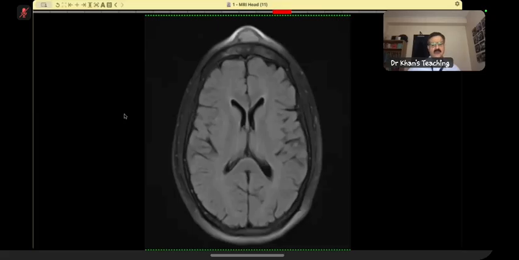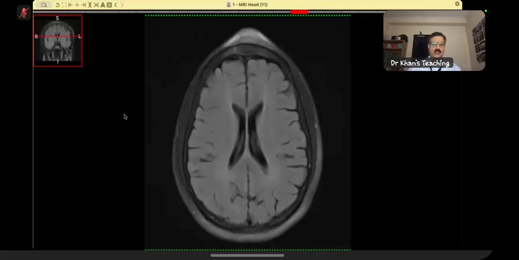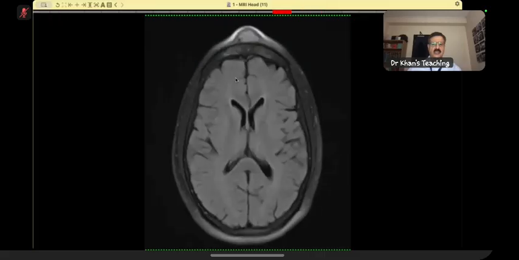This is a FLAIR sequence, and I think when you were describing it, it would have been better to say in the beginning that this is a FLAIR sequence on which we can see. Now, if you see here, the key point is that look at the bone marrow.